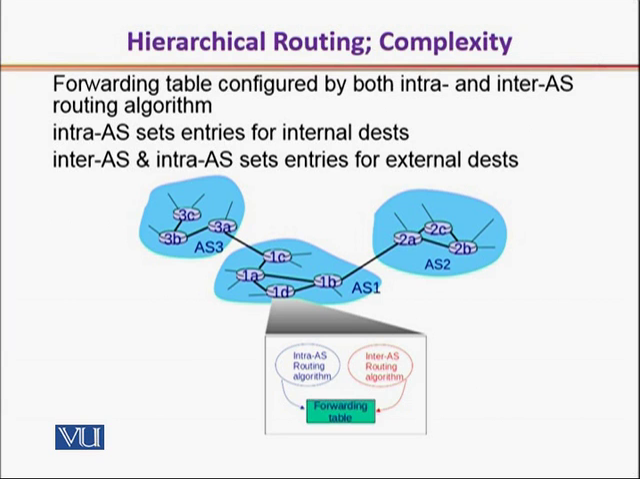Here we see that we have three autonomous systems. Autonomous system 1 has a router called 1D. The inner operation and details of 1D are shown to you here. We see that the router in autonomous system 1 is running two routing protocols, the intra-autonomous system and inter-autonomous system routing protocols. Together, these create the forwarding table. The forwarding table contains entries for internal destinations as well as for external destinations.